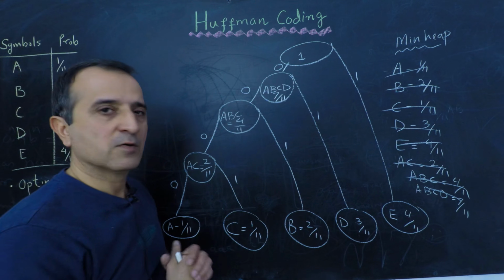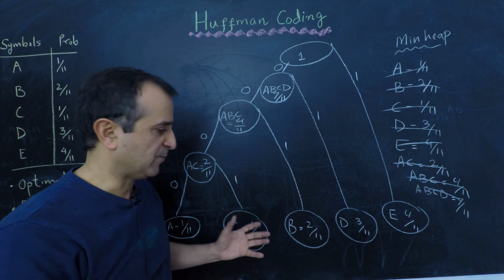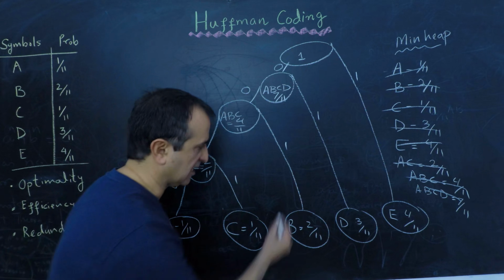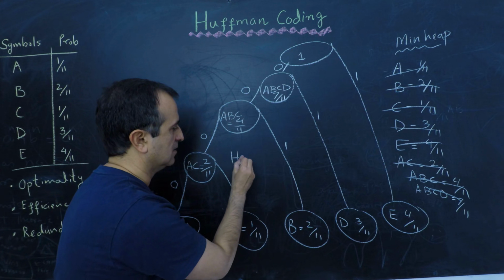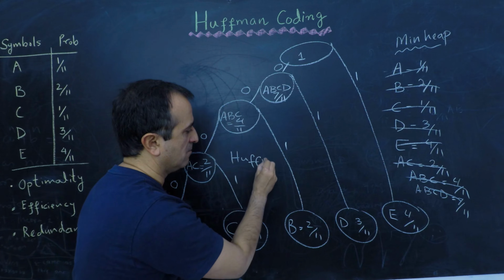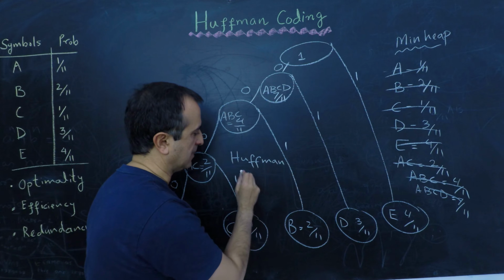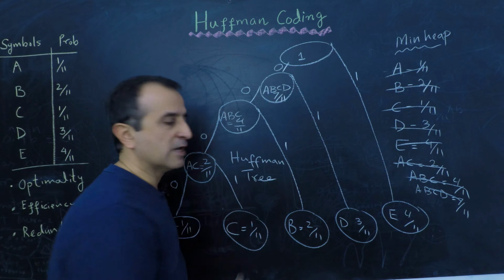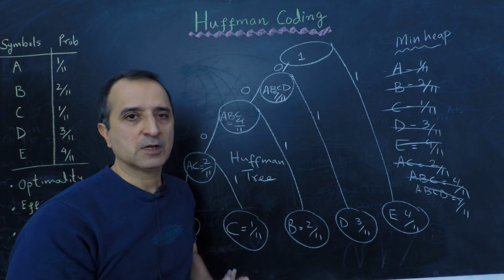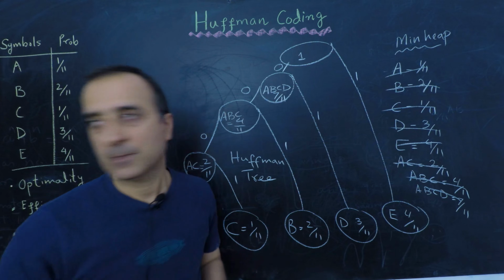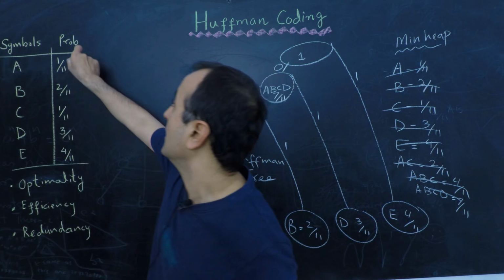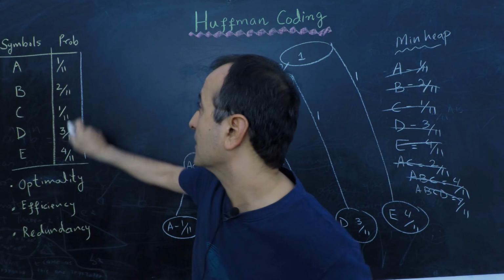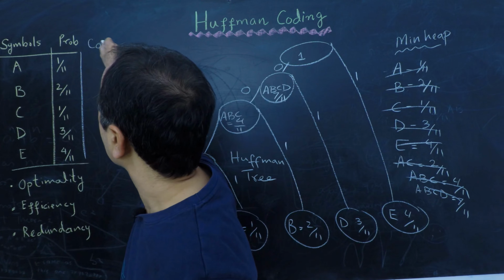So now we are done with our Huffman tree. Let's call this tree the Huffman tree. And we are ready to write codes for each symbol. So let's make a new column here and write here code.